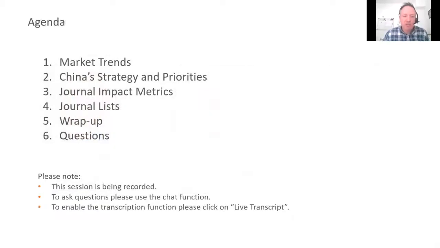So a quick word on the agenda and a few housekeeping items before I pass over to Neil. First, we're going to cover market trends. This is particularly looking at China in terms of the article growth, and perhaps a little bit more importantly, the growth in quality of the content. So that's the first part. We're then going to look at China's strategy and priorities, which of course then helps to inform your own journal strategies and tactics. And then we're going to look at two factors that have particular importance in China in terms of impact metrics and journal lists, which particularly influence author decision making in terms of which journals they publish in. We're then going to have a wrap up at the end, and we're taking some questions also at the end.